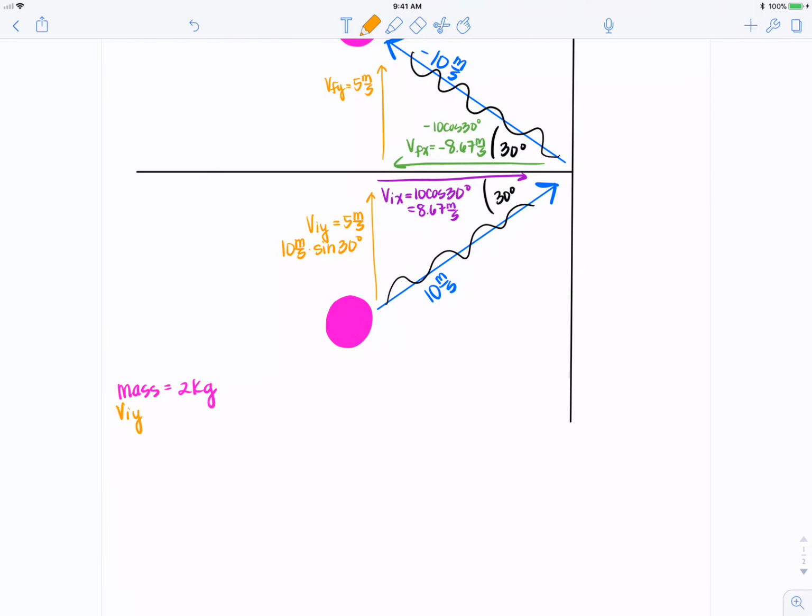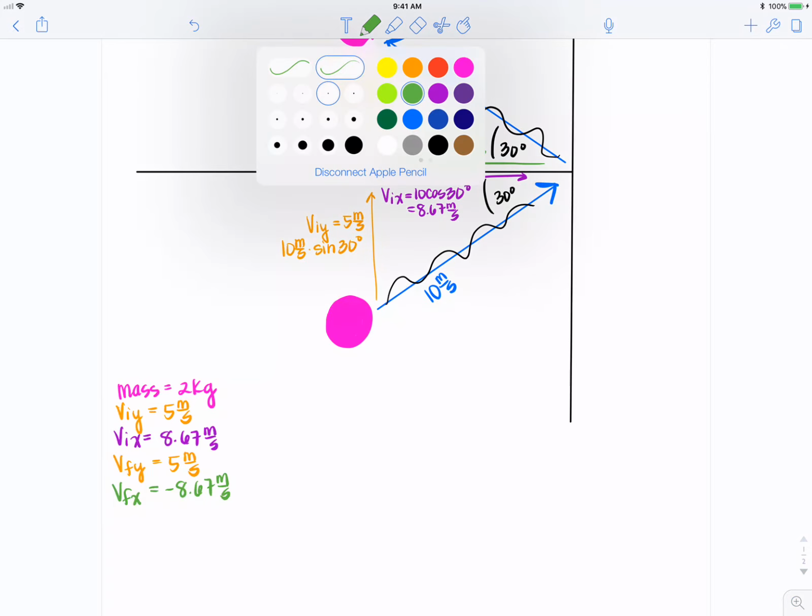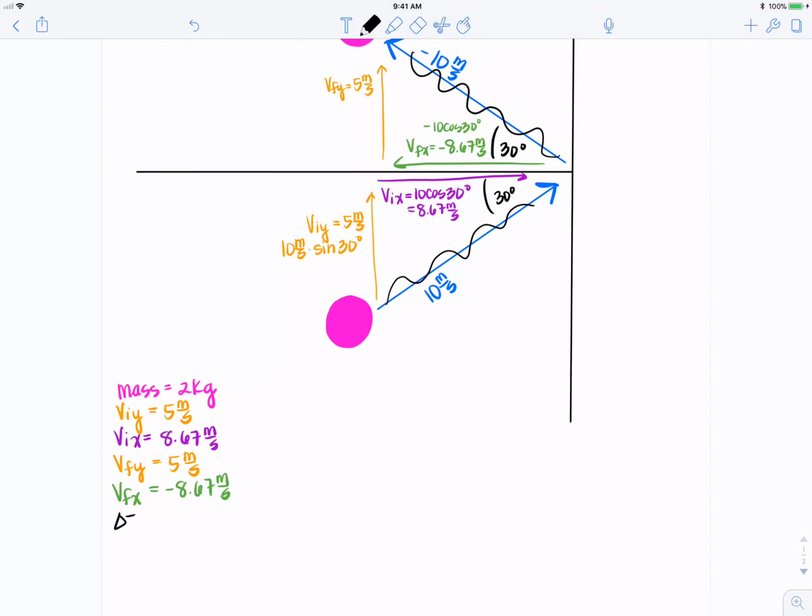We have a VIY equal to 5 meters per second. We have a VIX equal to 8.67 meters per second. We have a VFY of 5 meters per second. And we have a VFX equal to negative 8.67 meters per second. The delta T was given to us, and that was 0.02 seconds, and the average force is what we're solving for.